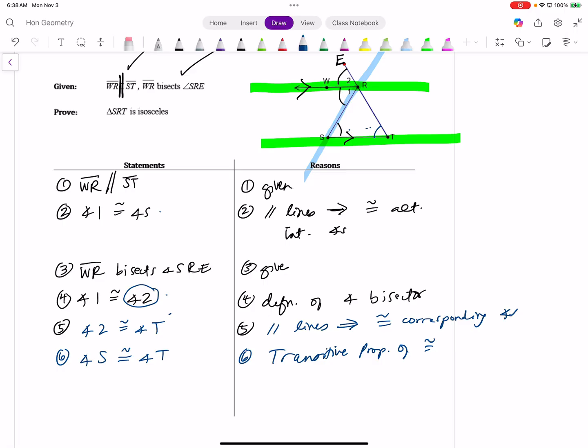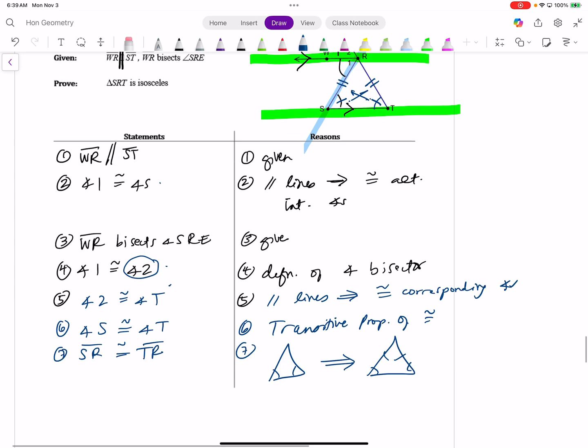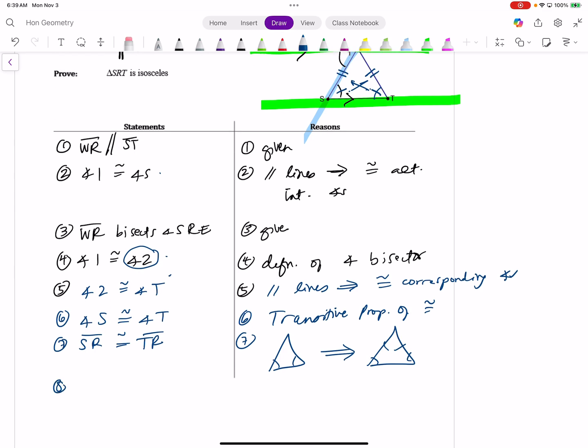So now I know that this is congruent to this. I've proven that. And if that's true, then these are congruent because they're the sides across from that angle. So I know that SR is congruent to TR because I knew this and it implied that. And then if that's the case, then that's an isosceles triangle. So triangle SRT is isosceles because that's the definition of an isosceles triangle, that I have at least 2 congruent sides in it.